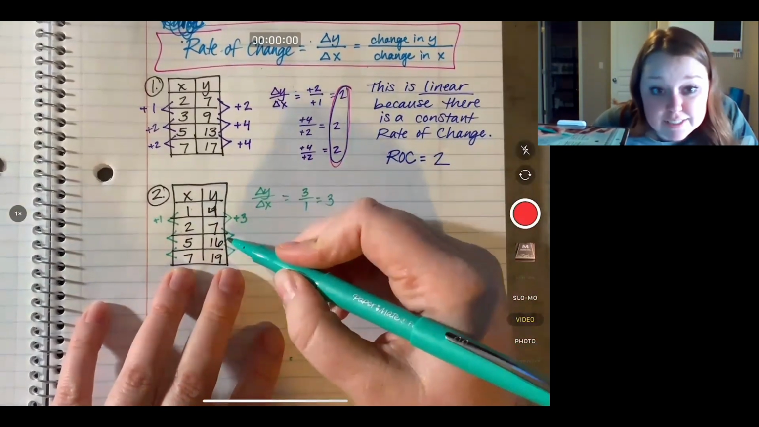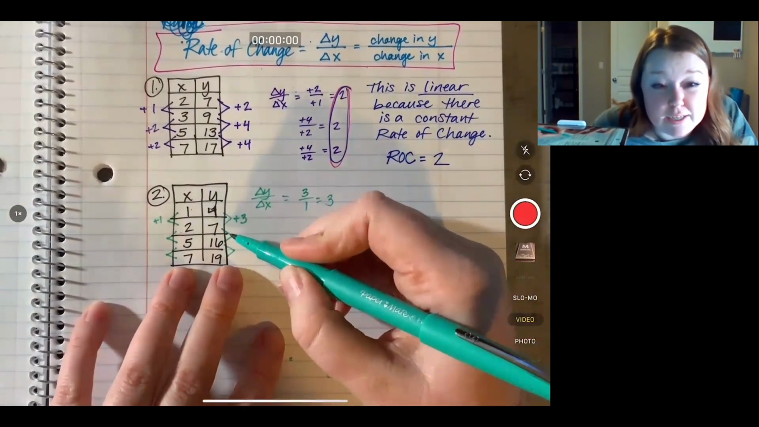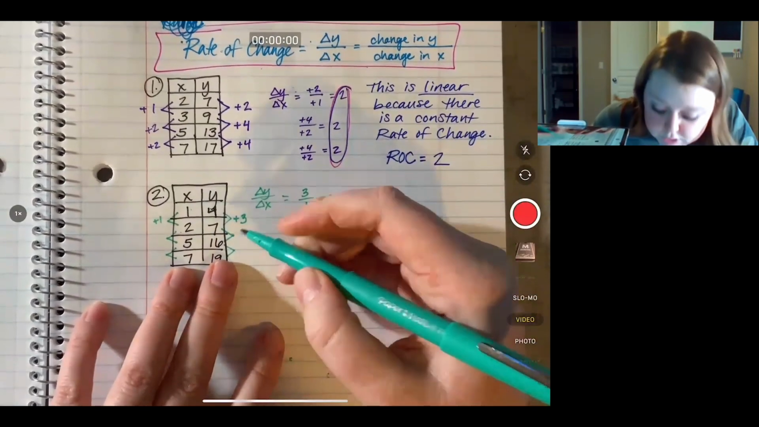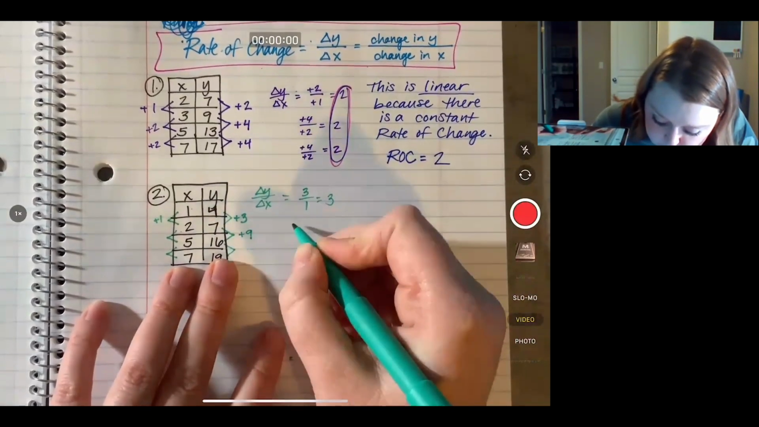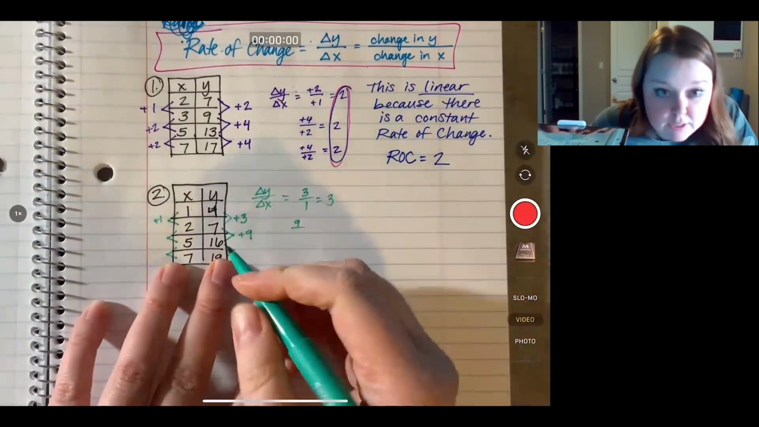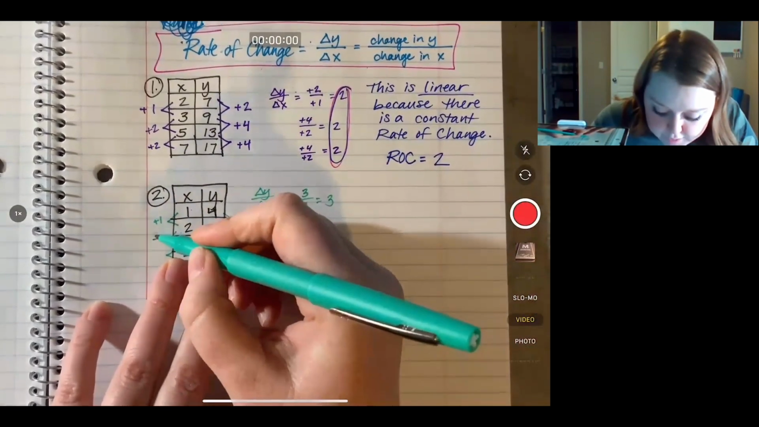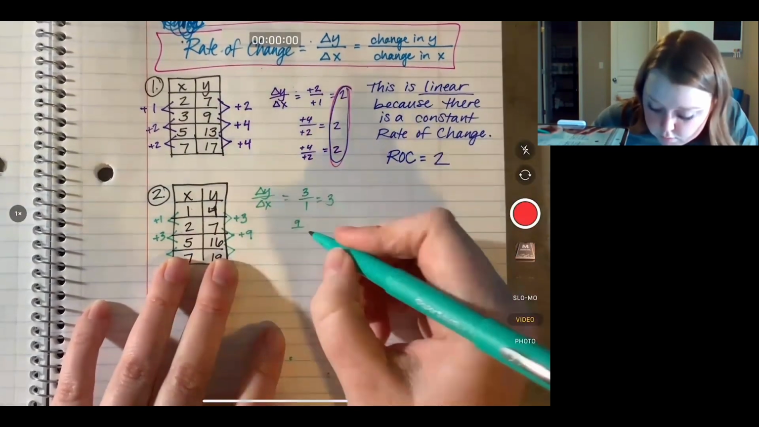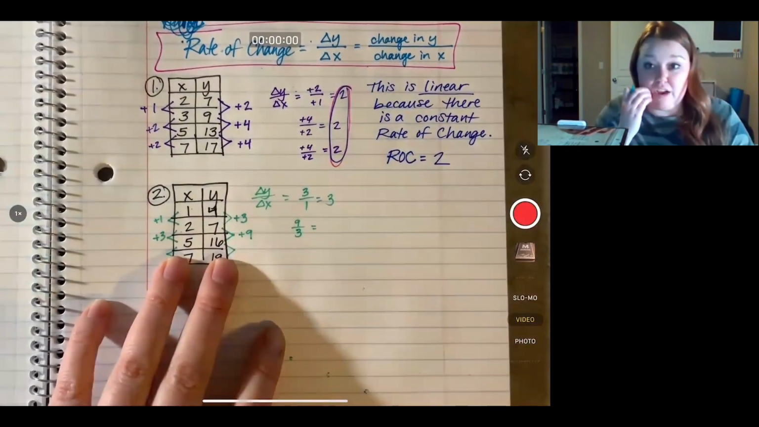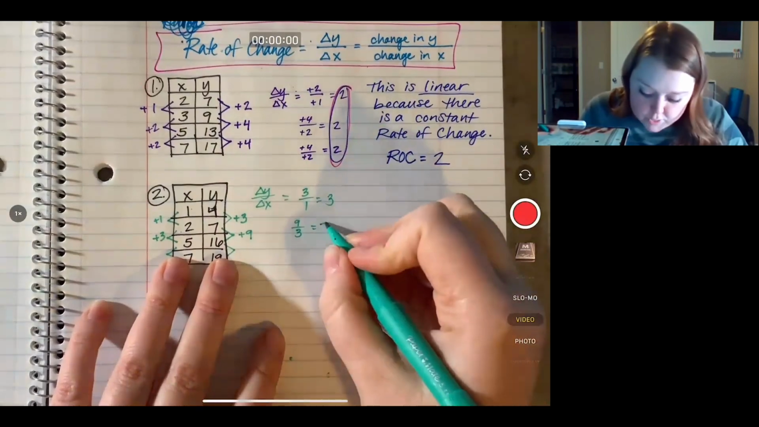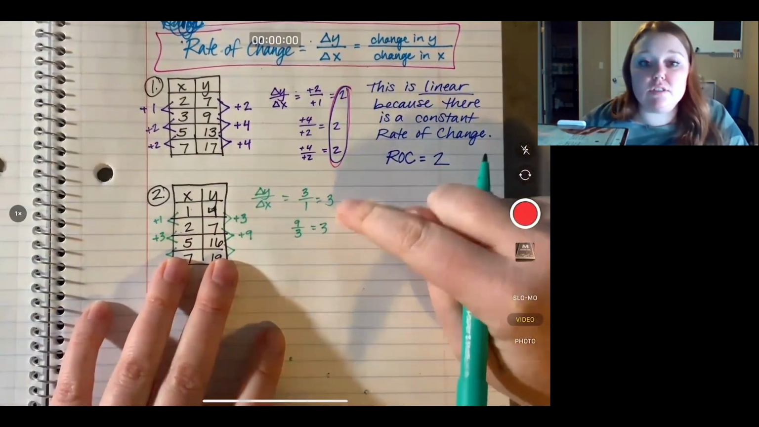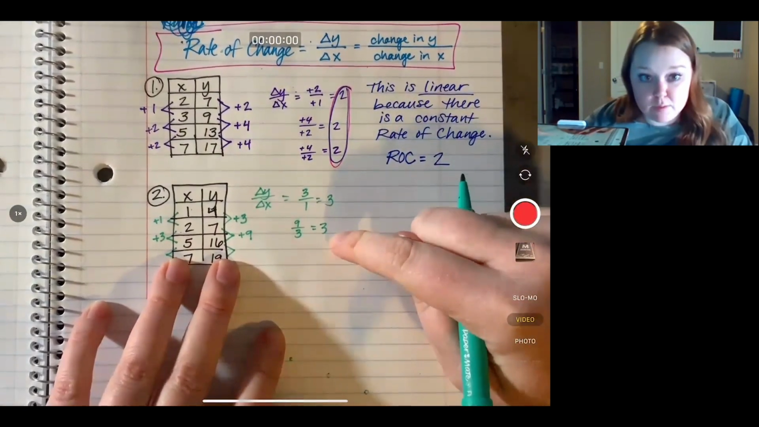From 7 to 16, 7 plus 9, is that right? 7 plus 9, yes. 7 plus 9 is 16. Let's divide it by our change in X. From 2 to 5, that's an increase of 3. What's 9 divided by 3? 3. So far, so good. It's constant so far, but we have to check the whole table.